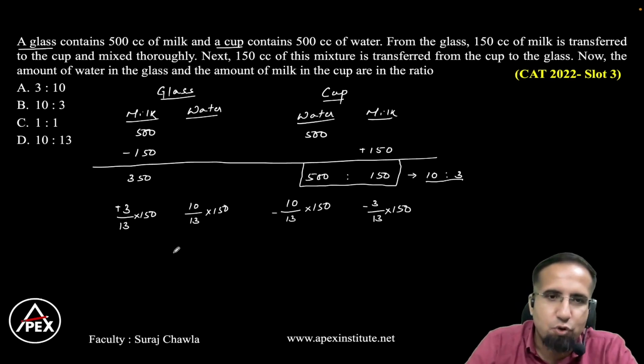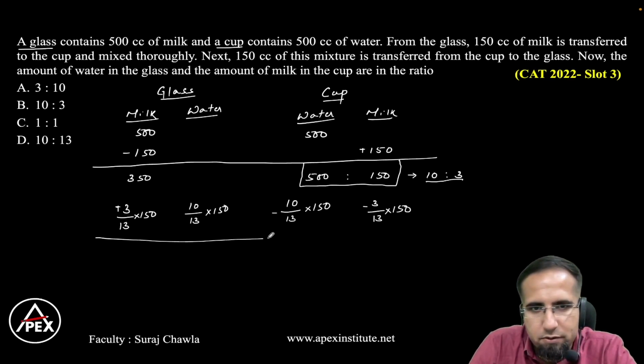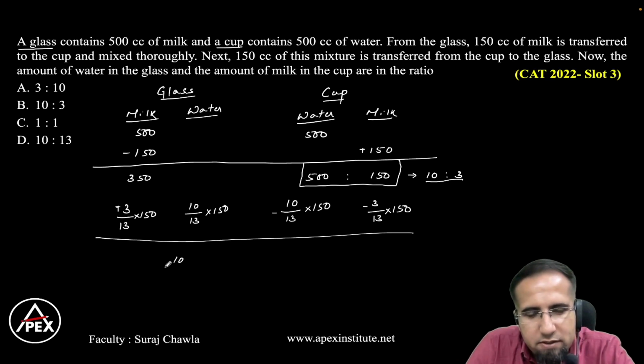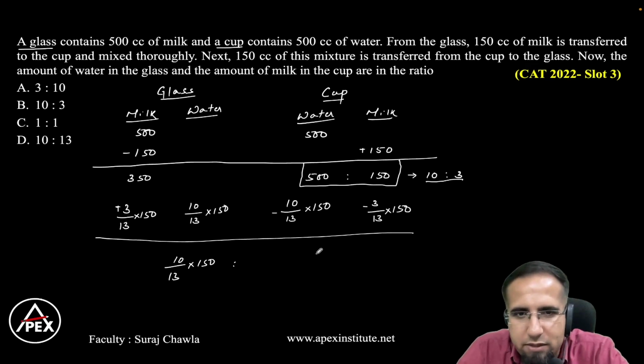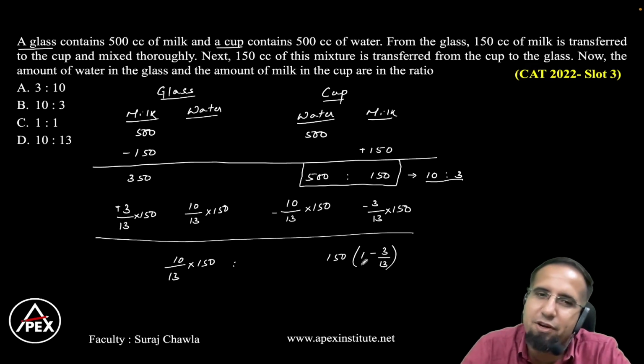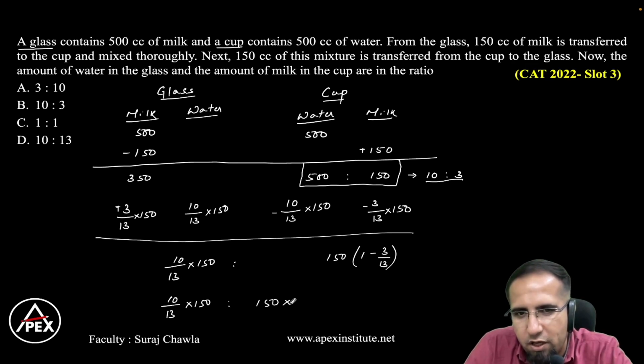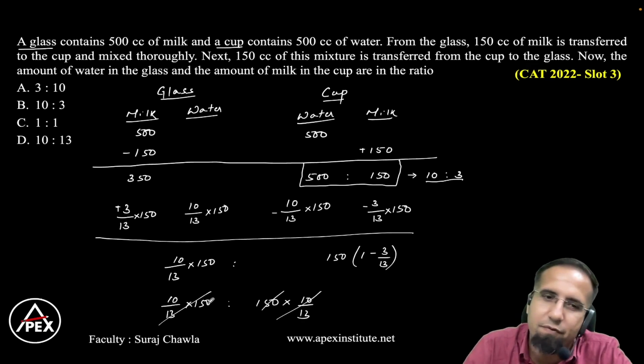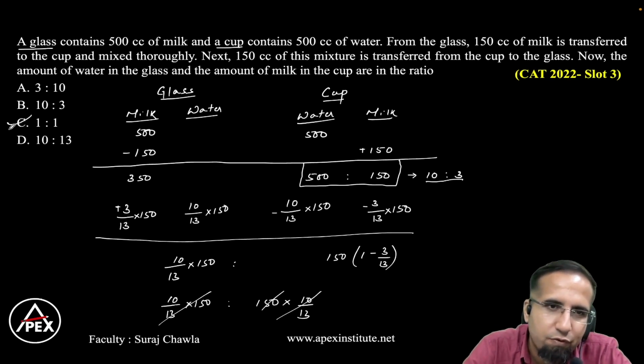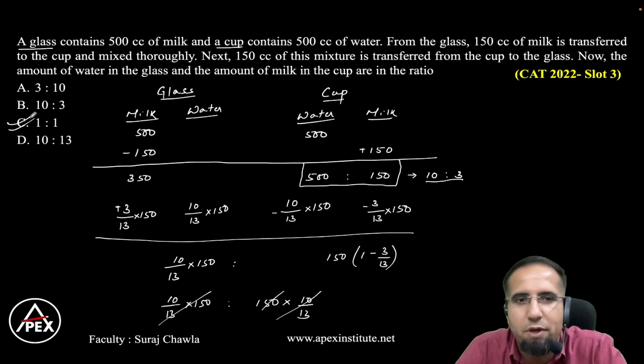Fair enough. So if I simplify this, water in the glass is 10/13 of 150. Now milk in the cup, I can take 150 common. This becomes 1 minus 3/13. Now 1 minus 3/13 is 10/13. So you have 10/13 of 150 here, and here also we have 150 into 10/13. So 10/13 and 10/13 and 150 will get cancelled. That means our final ratio will be nothing but 1:1, which is our required answer.